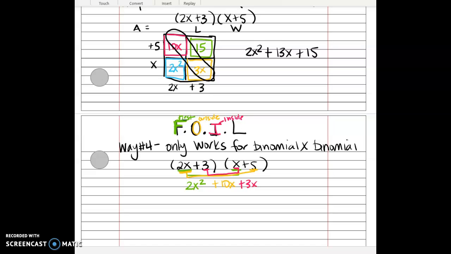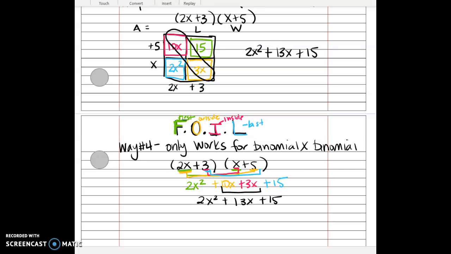And then last but not least, we need to multiply the L's, the last, in each one. So I'm taking this 3 and multiplying it by the 5, which gives me 15. And again, here we are with the same terms. We have the 2x squared, 10x plus 3x plus 15, and we can combine the like terms, so we end up getting 2x squared plus 13x plus 15.